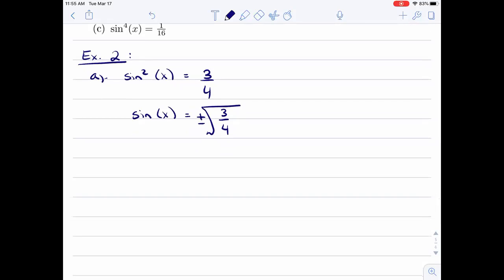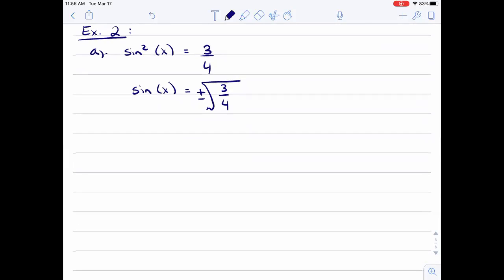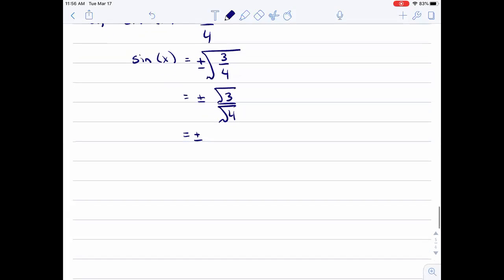But the procedure for all these three is going to be the same. Notice that the last one is a power of 4, but you could just rewrite that as sine squared squared, do it twice. So then sine x is plus minus the root of 3/4. And if we've just got 3/4 in there, we can split up the root, because I know that root 4 is 2, so it makes it look a little bit easier. And so we've got plus minus the root of 3 over the root of 4, which is just plus minus root 3/2.